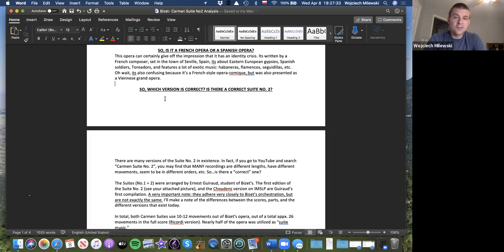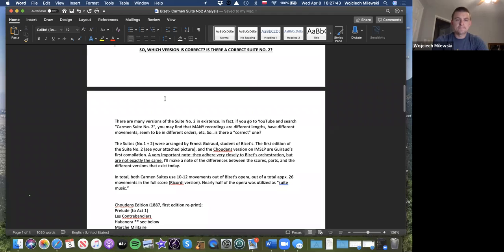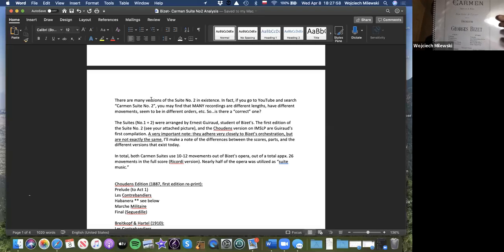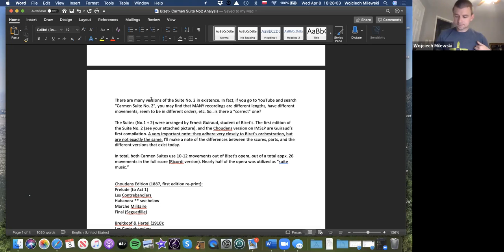and I think I've said that a few times, our suite, because there are many in existence. In fact, I want to just show you here in this document, there are many versions of the suite in existence. I think in your email, you received a photo of the front page of the Choudin edition, first version Carmen. It looks like this. If you've received it, okay. Go ahead and pull that up if you will, because I think this is a fascinating historical document, and it's actually the score that I own as well.